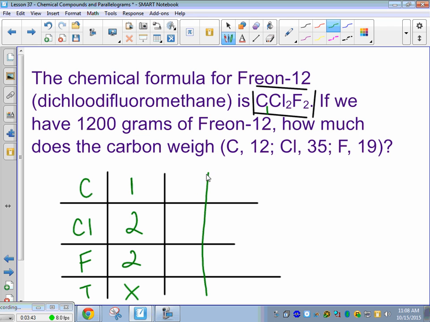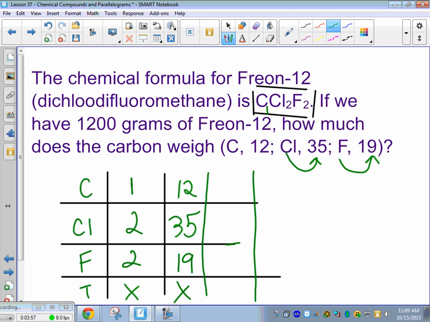And then each carbon weighs 12 grams. Each Cl, is that chlorine, you guys? Chemistry people? 35, okay? And F, each of those is 19. Don't total it up here either. Okay, in the next column we have to multiply so we can get the total weight here. 1 times 12 is 12. 2 times 35 is 70. 2 times 19 is 38. And if we total those up, we get 120.